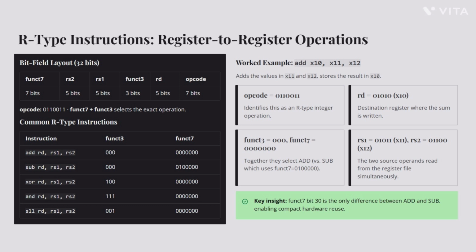So this is how the processor decodes the instruction. The opcode is this, so it is R type, and then func3 and func7 are this, so it is addition, and then these registers. So this is basically all about the R type instructions.